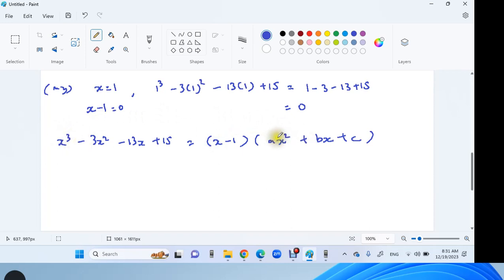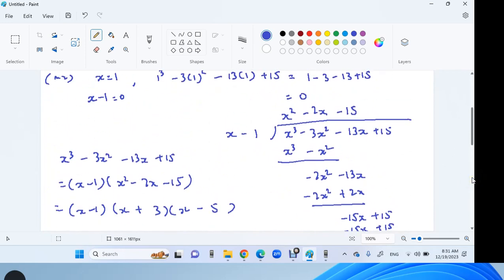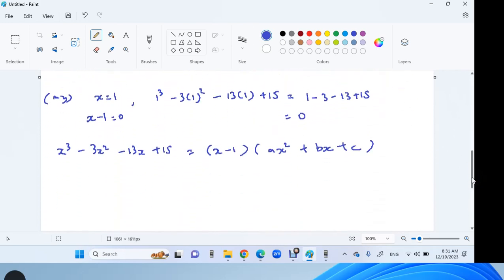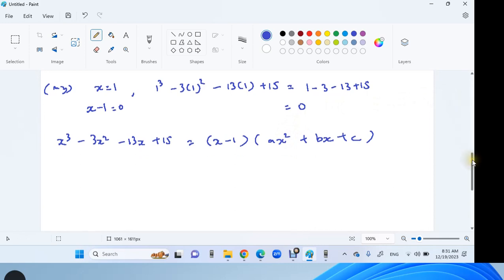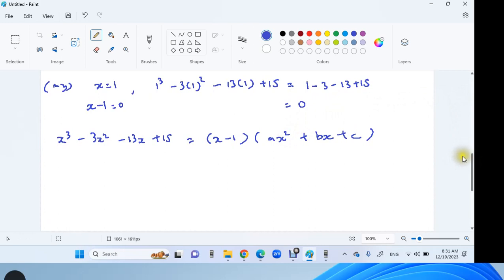Because x might multiply with x squared, then we have the x cubed. So what is the value for a, b, c? Then you have to find out. If you're using this way, you are not solving it using long division. But I think long division is easy.